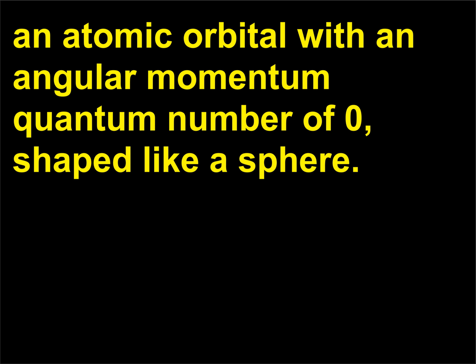What is an s orbital? An atomic orbital with an angular momentum quantum number of 0, shaped like a sphere.